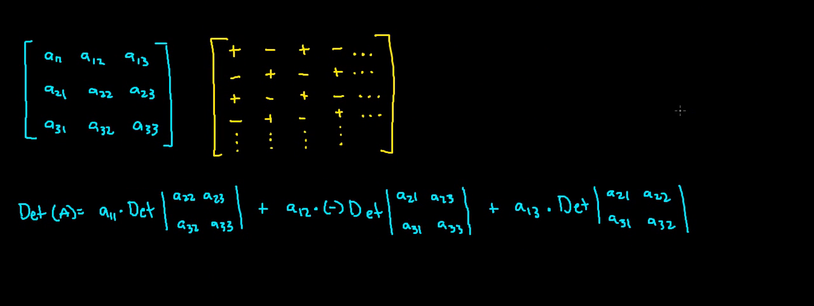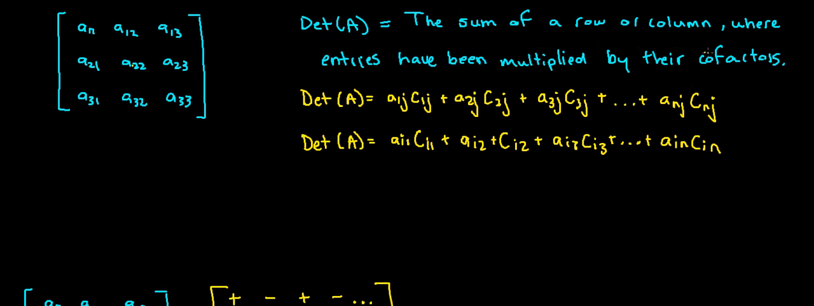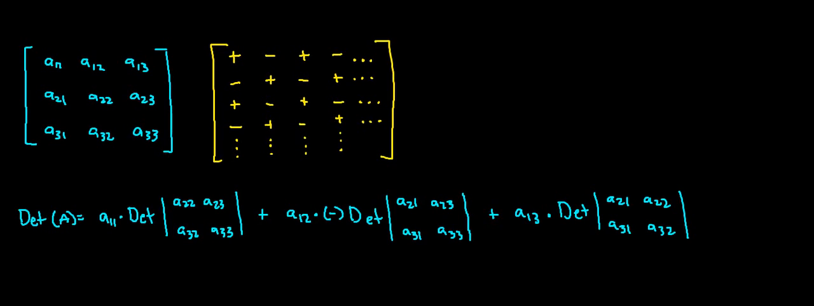So let's look at an example. To figure out the determinant for this 3 by 3 matrix, the rule says, again, the sum of a row or column where the entries have been multiplied by their cofactors. So I pick a row or column. I always pick the top row. And what I need to do is multiply the entries by their cofactors and then add them all together. So for the top row, A11 times this determinant.